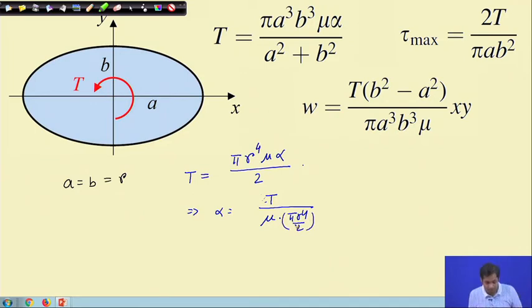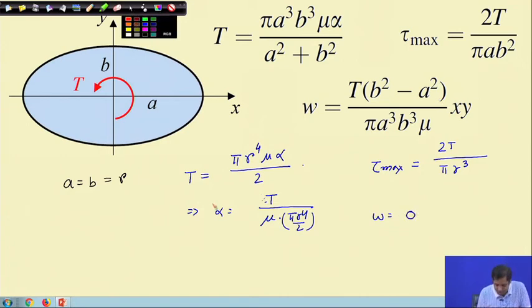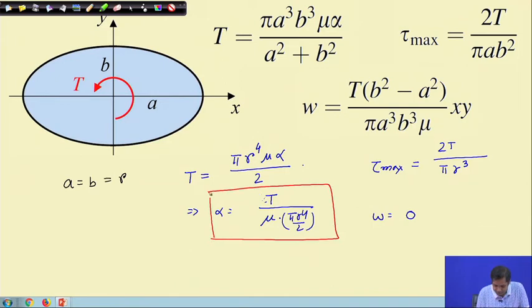Then what is the expression for tau max? Tau max will be 2T divided by pi r cubed. Okay. And then what is the expression for W? If you substitute A equal to B here, W will be 0. Now, these three expressions are important.